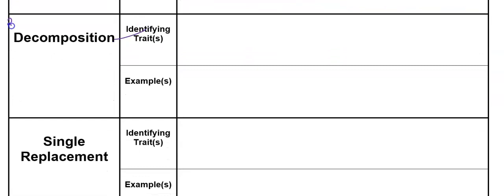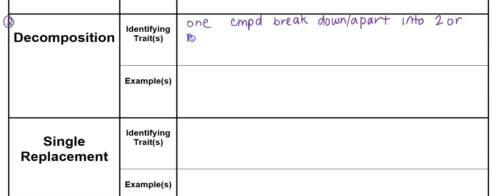Our second type is a decomposition, which we identify as one compound breaking down or apart into 2 or more compounds or elements. So it appears to be the exact opposite of our synthesis reaction.